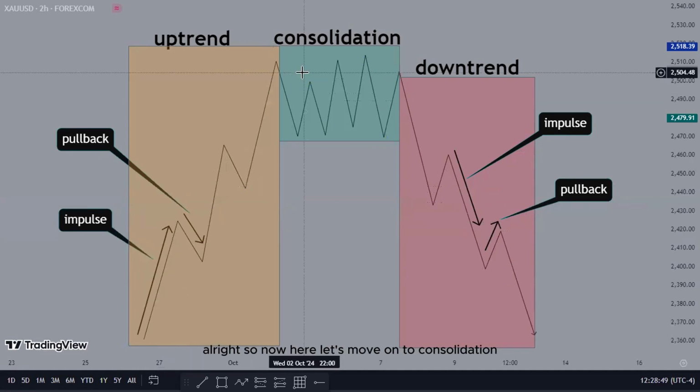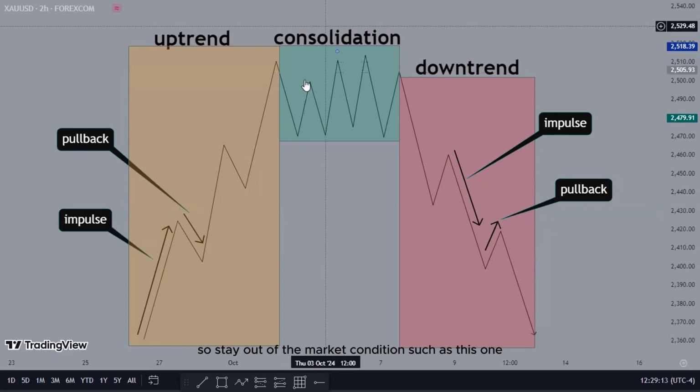All right. So now let's move on to consolidation. Consolidation, in other words, you can still call it a ranging market, is the same thing. So when the market is consolidating, usually it forms highs and lows that are relatively equal to each other. So the market does not really have a clear direction where you can take your trade to. So it is advisable to stay out of a market condition such as this one.